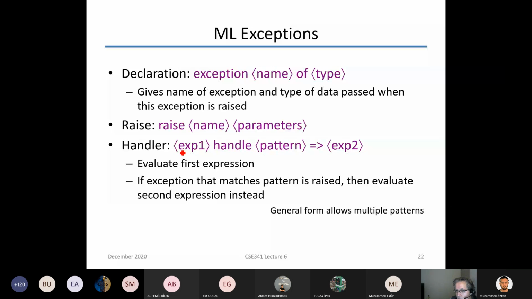If it happens to have an exception, and depending on the pattern that you put here, this particular pattern is going to catch or bind to an exception that happens in expression 1. And once this is happening, then the result of this entire expression will be expression 2. So evaluate the expression first. If an exception that matches the pattern is raised, then the value of this expression is the value that you will get from expression 2.